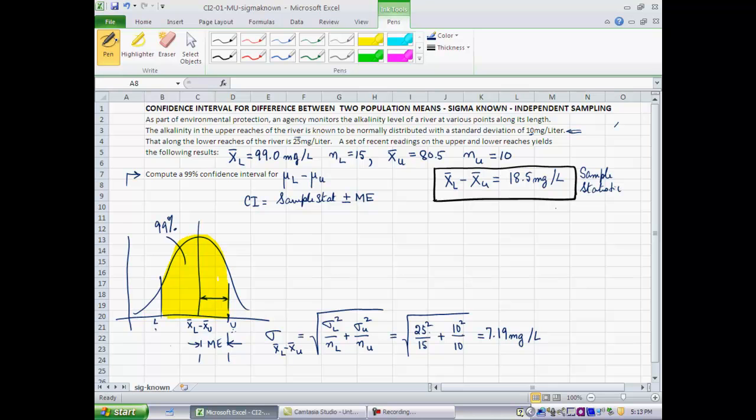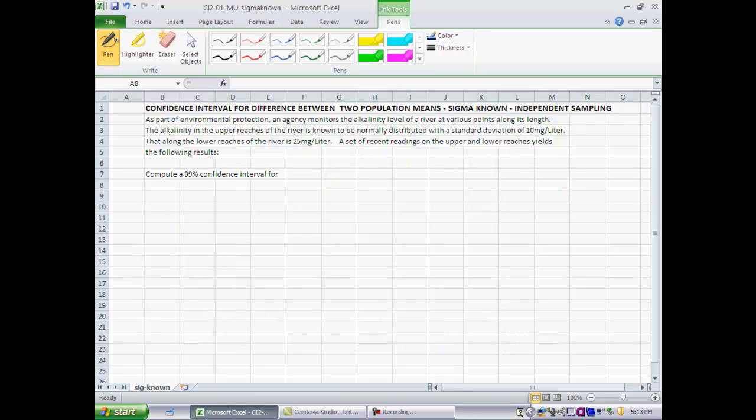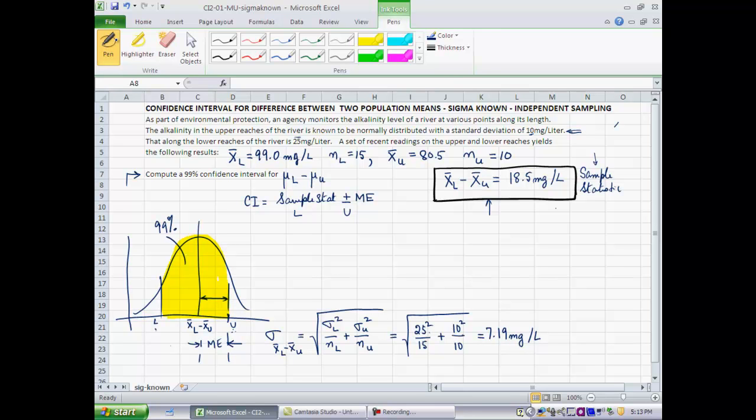Since we want to compute a confidence interval for the difference in the two population means, the sample statistic that I use is x bar L minus x bar U, the difference in the two sample means, which ends up being 18.5 milligrams per liter. So that's the sample statistic. That's the basis of our confidence interval calculation. You remember how confidence intervals are calculated. We take the sample statistic and we surround it on two sides by a margin of error. So that gives us a lower limit and an upper limit. The lower limit is simply the sample statistic minus the margin of error. The upper limit is the sample statistic plus the margin of error.